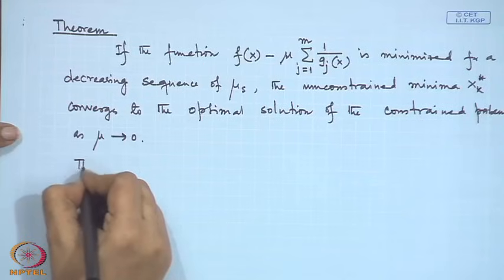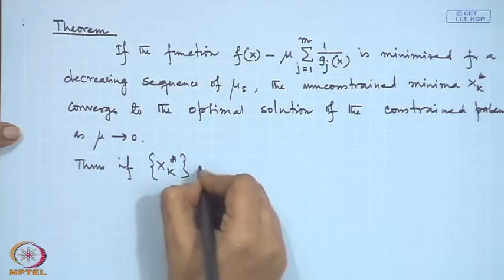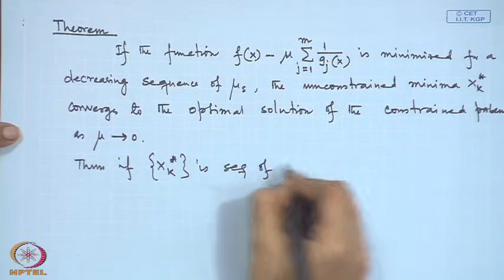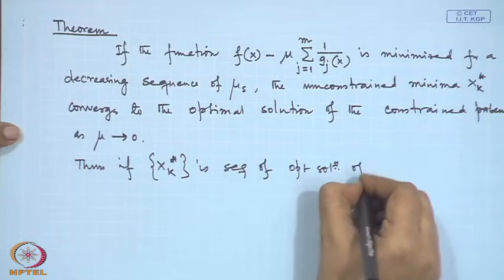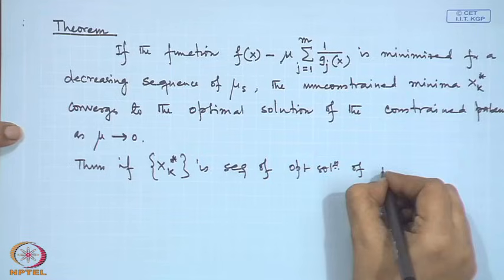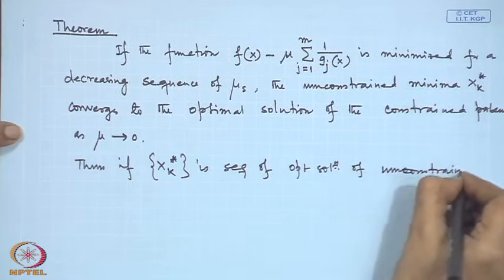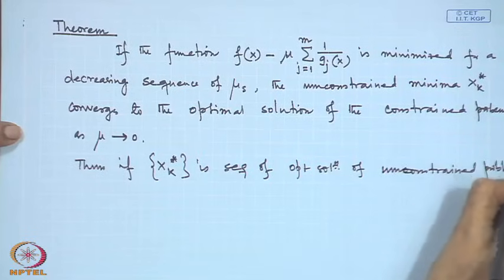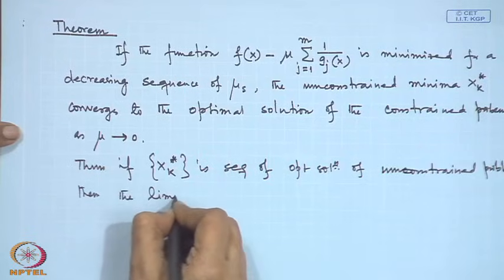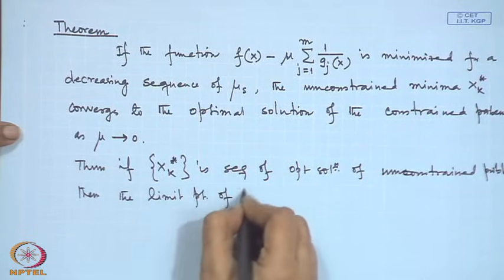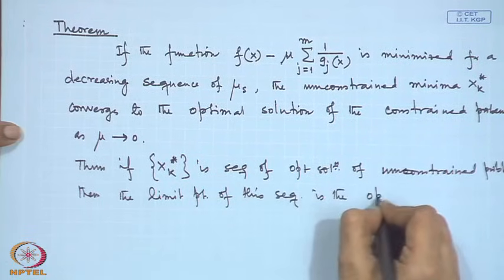Thus, we can say that if the x_k stars are a sequence of optimal solutions for the unconstrained problem, then the limit point of this sequence is the optimal solution of the original problem.